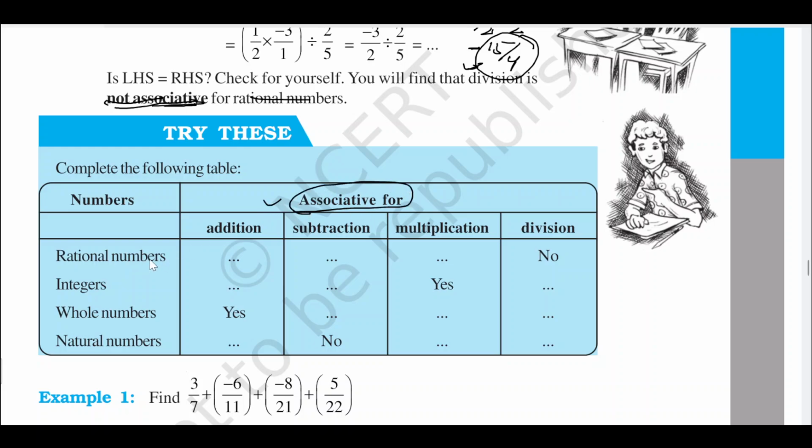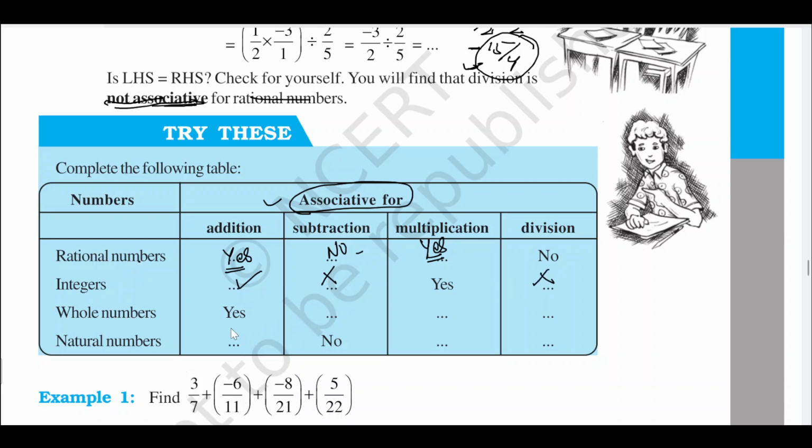So, in case of rational numbers, in case of addition, we saw that the associative property is being followed. In case of subtraction, it was not being followed. In case of multiplication, the associative property for rational numbers was being followed. Next, in case of integers, we found yes, it was being followed for addition. For subtraction, the associative property was not followed, and for division, also it was not being followed.